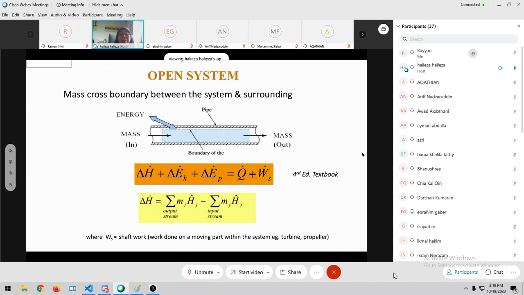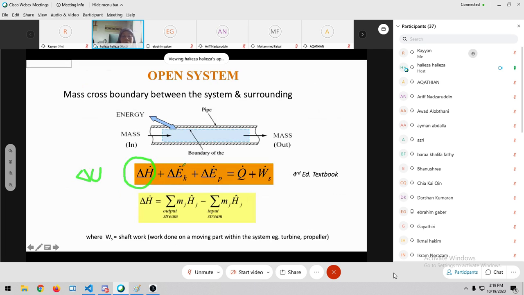Okay, now let's look at open system. In an open system, the mass is coming in, the energy is coming in, the mass is going out, energy is going out. So the difference between the previous closed system and open system is in terms of the equation. The equation is the enthalpy. If you have a closed system, this will be delta U. But if you have an open system, it's delta H. So that's the difference.